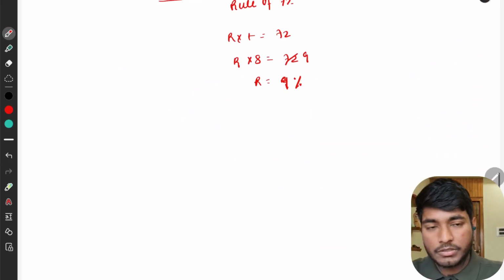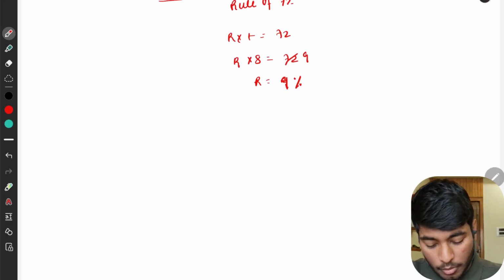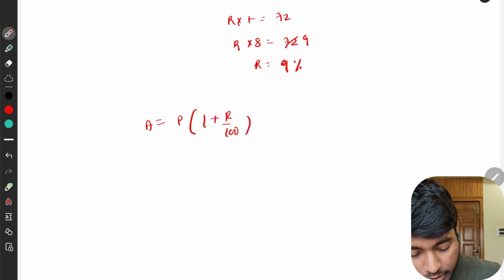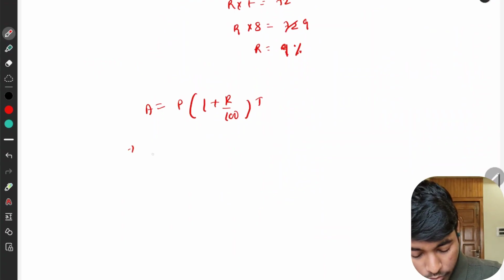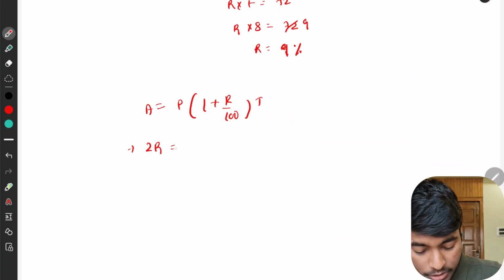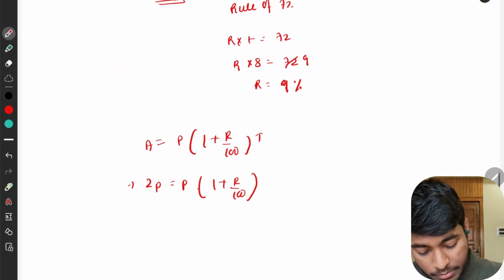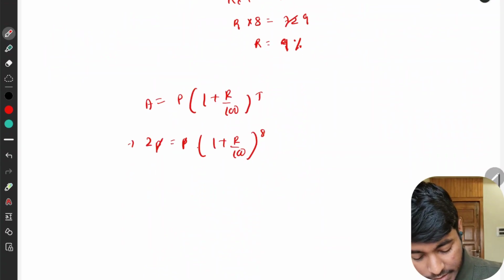If you do not know this formula, what you can do? You require A is equal to P (1 plus R upon 100) to the power T. So what is given to you? A is equal to 2 times P, so 2P upon P is equal to (1 plus R upon 100) to the power of time. What is the time? Time is given as 8. Okay, P gets cancelled.